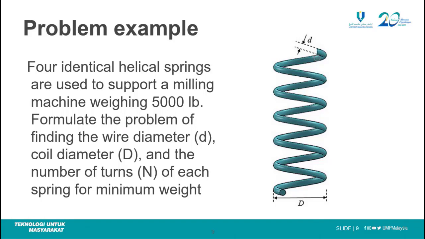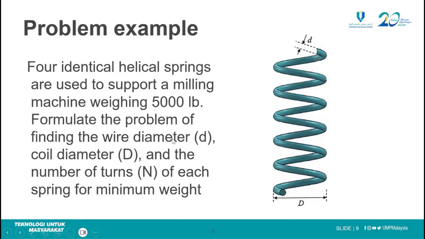For example, I have an engineering problem here, which is the helical spring. Four identical helical springs are used to support a milling machine weighing 5,000 pounds. Formulate the problem of finding the wire diameter, coil diameter, and the number of turns of each spring for minimum weight. So we have a problem to find the best combination of these parameters so that the spring has the minimum weight. The first parameter is wire diameter, then coil diameter, and the number of turns.